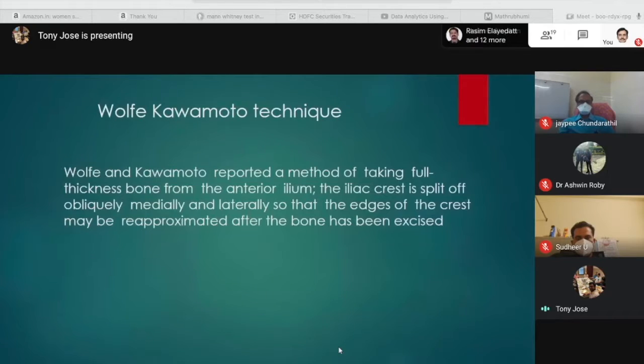And also Wolf Kawamoto technique. Wolf and Kawamoto reported a method of taking full thickness bone from the anterior ilium, and the iliac crest is split off obliquely, medially and laterally, so that the edges of the crest may be reapproximated. Bone has been excised. This technique is used in children to preserve the physis.